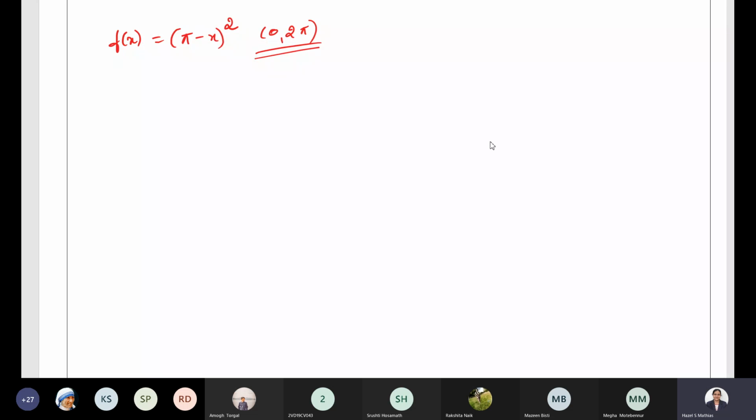Now we are dealing with the interval minus pi comma pi. So 0 to 2 pi we will do it tomorrow. That time you ask me, we'll do it. So minus pi to pi, anybody has any doubt? No, ma'am.